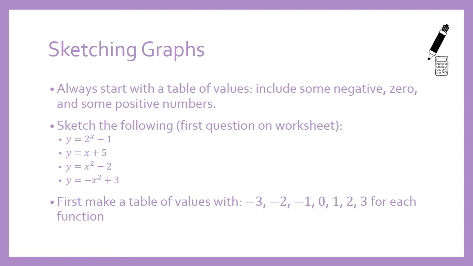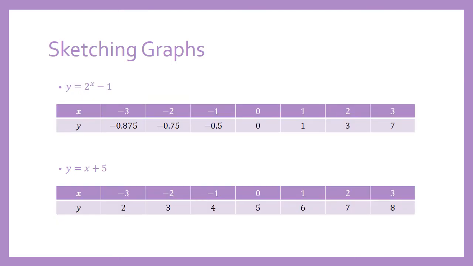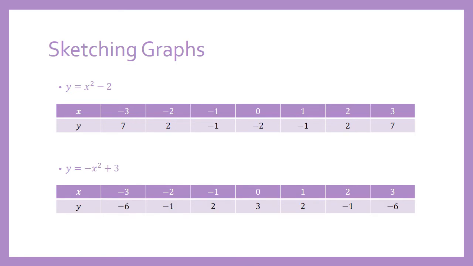So the first thing I want you guys to do is make a table of values. Start with -3, -2, -1, 0, 1, 2, 3 for each function. So pause the video and do that now. This is what your table of values should look like for the first function and the second function. So pause the video and check. And this is what your table of values should look like for the third and fourth function. Once again, pause and check.